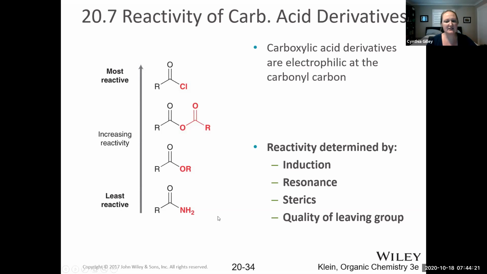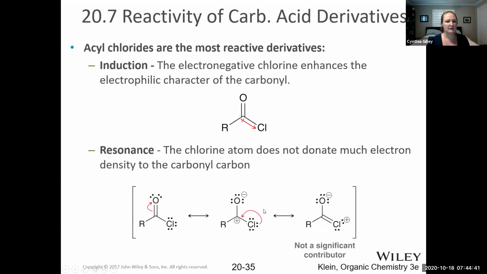The reactivity is determined by several factors, including induction, resonance, steric hindrance, and quality of the leaving group. Let's look at the most reactive and the least reactive and using these factors determine why their reactivity. Okay, so the acyl chlorides, also known as acid chlorides, are the most reactive of the carboxylic acid derivatives.